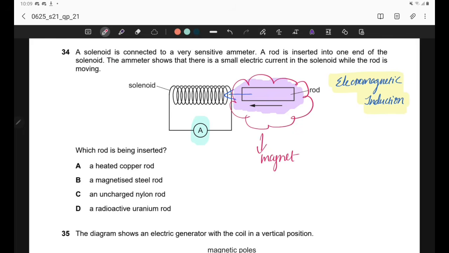Now we can look at the options. Which option says the rod is a magnet? And we can directly see it's option B, which says the rod is a magnetized steel rod. Then only the field lines will be cut when it is inserted in the solenoid, and it will produce a current due to the result of electromagnetic induction.